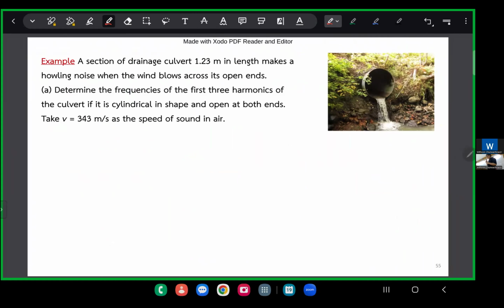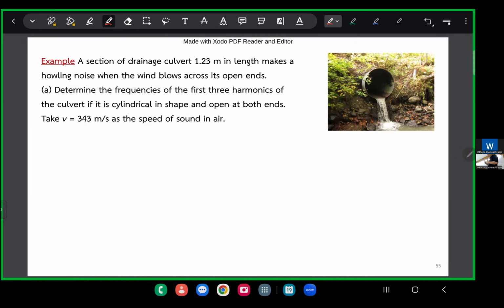All right. So you will see how easy it is for you to solve this problem. And it seems like another 5 points that you can collect from exam one. It's a guarantee that this topic will show up in the exam. A section of a drainage pipe covered 1.23 meters in length makes a howling noise. So now it's no doubt, every time you go into a tunnel, you have this kind of drainage, a tube or anything, that makes a sound all the time, every time air blows across it, because that is a standing wave coming in from that tube.